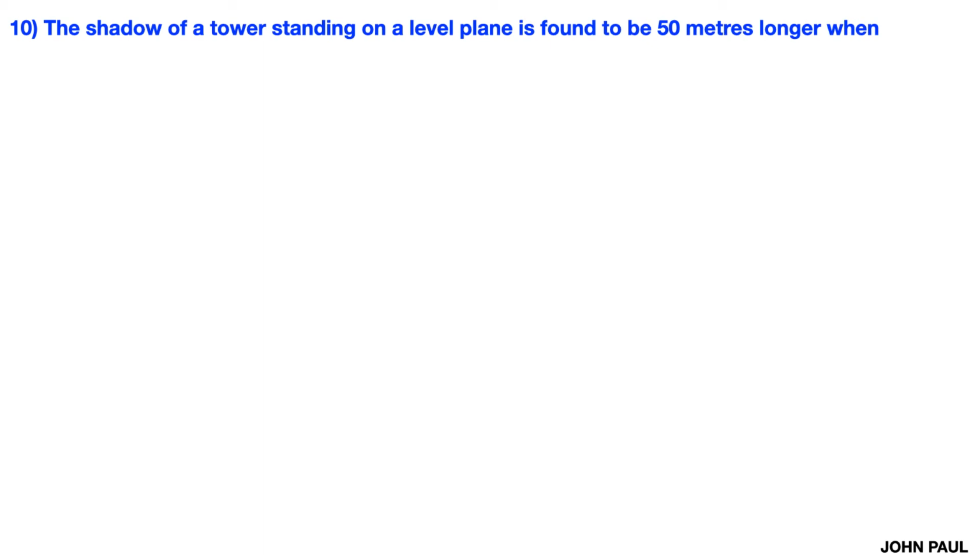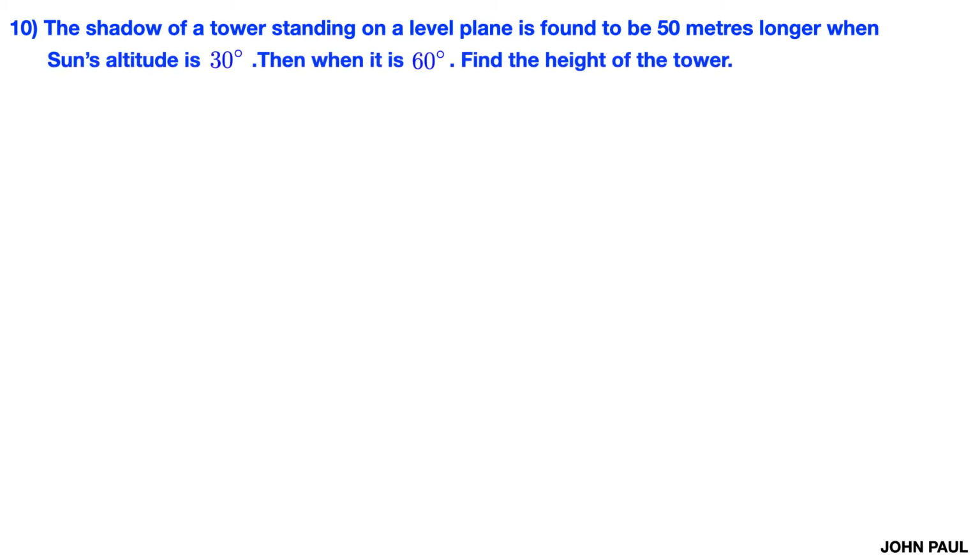Next question. The shadow of a tower standing on a level plane is found to be 50 meters longer when the sun's altitude is 30° than when it is 60°. Find the height of the tower. Solution.